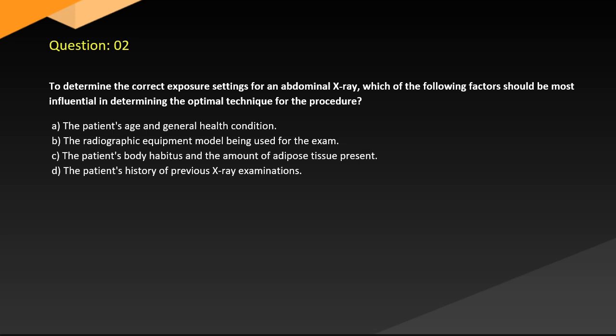Question 2. To determine the correct exposure settings for an abdominal X-ray, which of the following factors should be most influential in determining the optimal technique for the procedure? A. The patient's age and general health condition. B. The radiographic equipment model being used for the exam. C. The patient's body habitus and the amount of adipose tissue present. D. The patient's history of previous X-ray examinations.